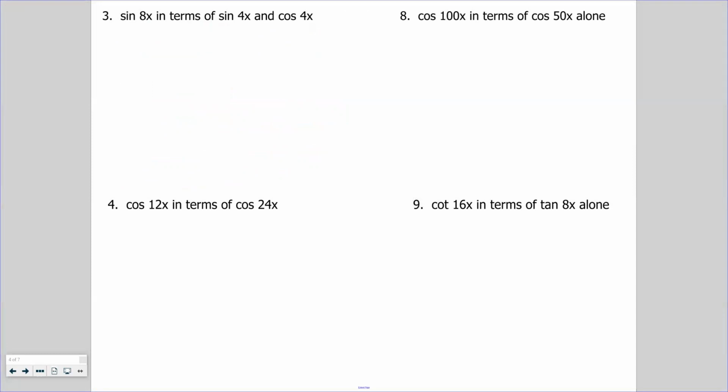Number 3, we have the sine of 8x. We want to write this in terms of sine 4x and cosine 4x. So we've got to break the sine of 8x up into terms of sine 4x and cosine 4x. So here's how we can do this. I argue that the sine of 8x is equal to the sine of 2 times 4x. I'm doing this so that I now have an angle A that is 4x. That angle is the angle that I want in my final answer, okay?